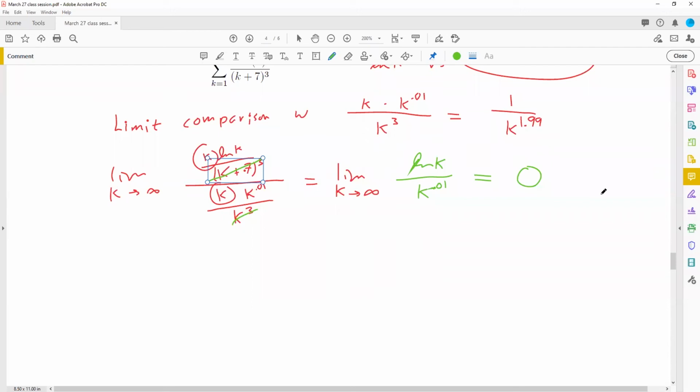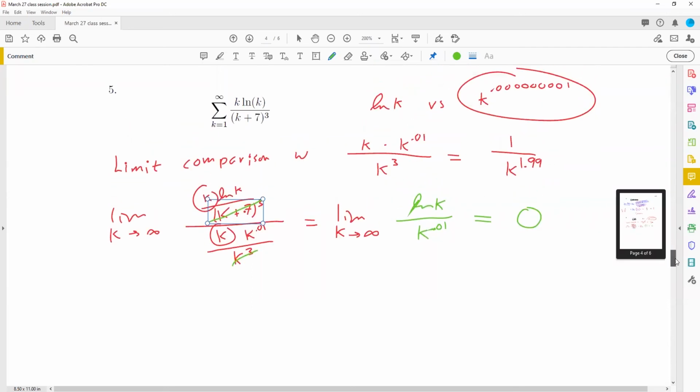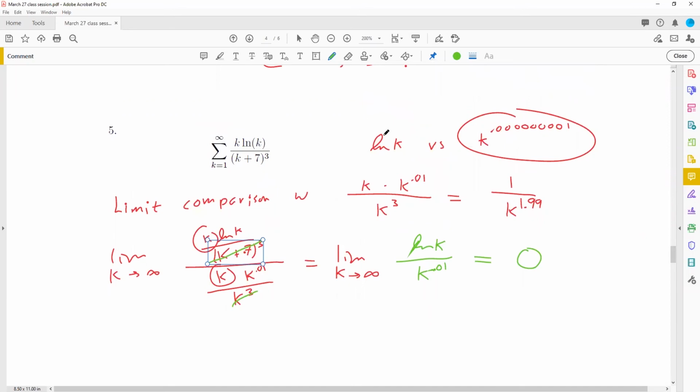That means, like what I said, this one eventually beats that one out in the end. So k to the 0.01 is going to beat out the other one.